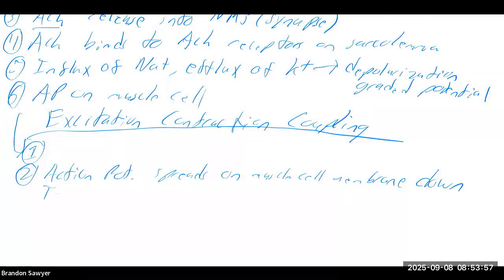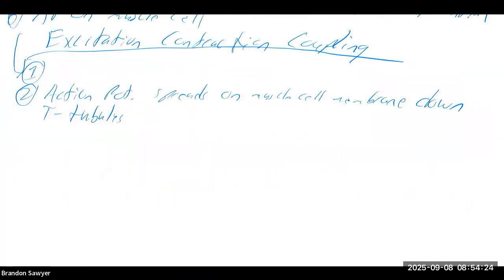T-tubules, yeah, transverse tubules. They're still part of the membrane. They're called invaginations of the membrane; it pokes inwards, and that allows the action potential to dive deep into the muscle cell membrane. There are some images on the slides of these coming up in a sec too. That allows the action potential to go deep into the depths of the muscle cell.